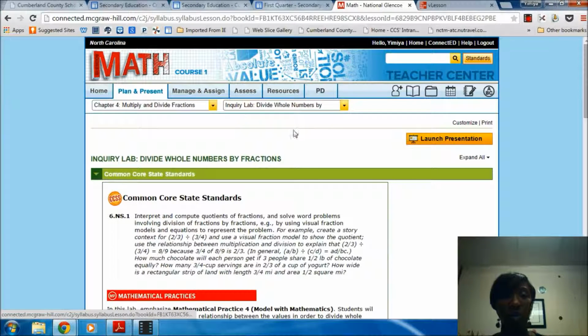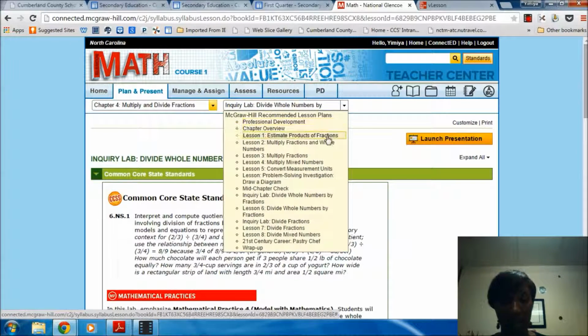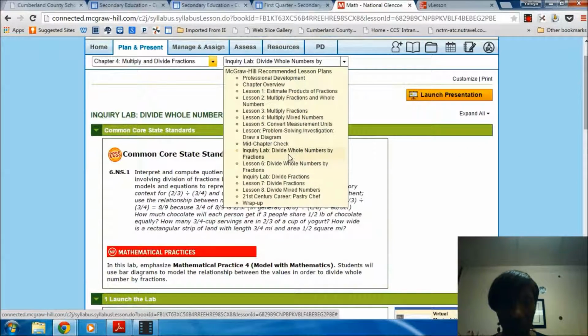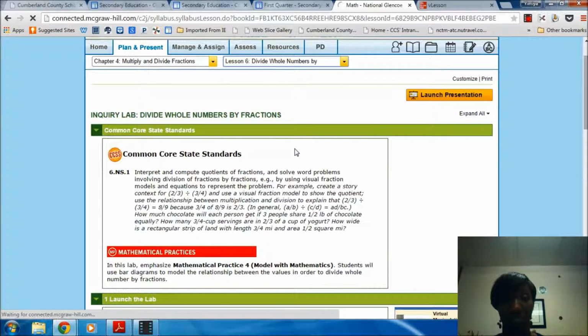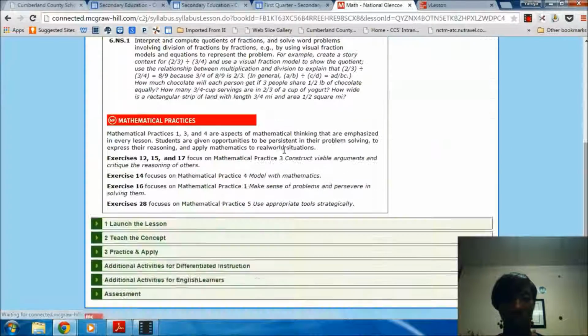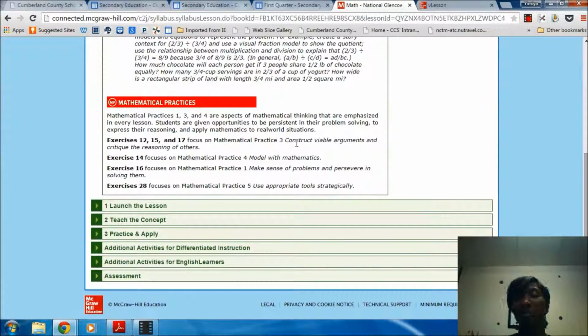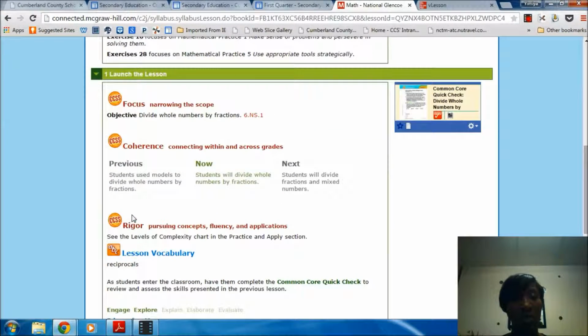I'm still in chapter 4, so I'm going to access this other tab, and after the inquiry lab, there is the actual lesson. So remember, the inquiry lab is kind of giving them a chance to explore the concept before you give them the real meat behind it. So here it has launch the lesson, teach the concept, practice and apply. So these are some steps that you can go through.